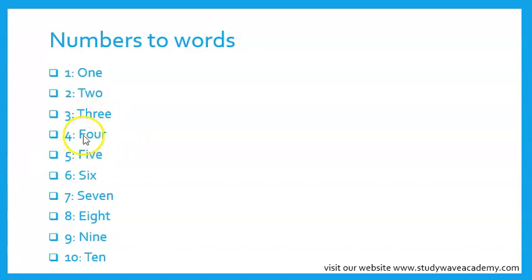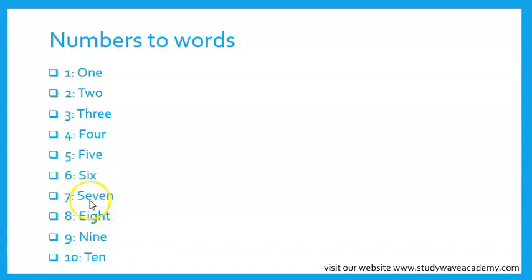4 is spelled F-O-U-R, 4. 5 is spelled F-I-V-E, 5. 6 is spelled S-I-X, 6. Okay? 7 is spelled S-E-V-E-N, 7.